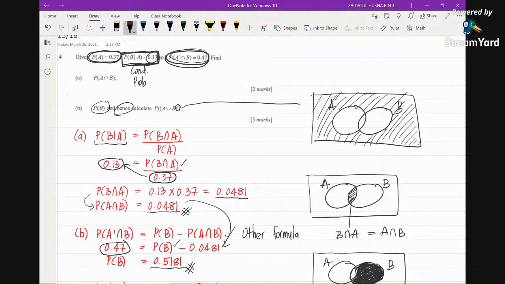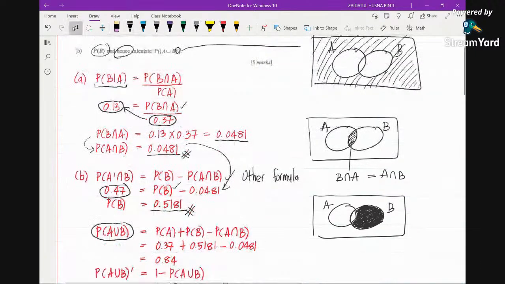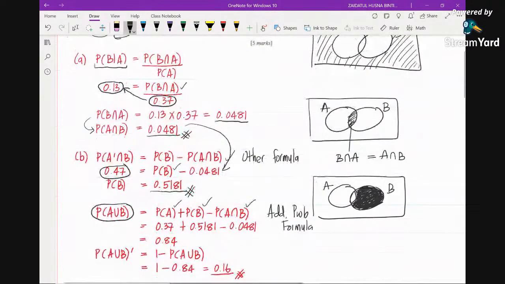First you need to find A union B. So this is what we will do. We find the probability of A union B first, using the addition probability formula, whereby the probability of A union B is equal to the probability of A plus the probability of B minus the probability of A intersect B. We have got all the three values, so we just plug in. We will see the answer to be 0.84.